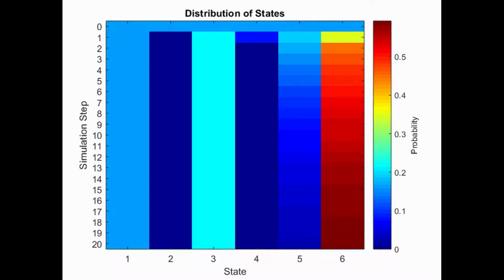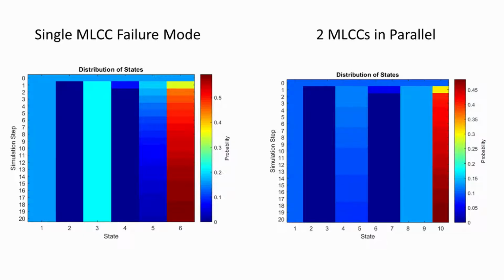The result of this change is shown here by the MATLAB output, specifically the heat map. So as you can see, when comparing it to the single capacitor, we're not really getting that much improvement, especially in the first few time steps. So two parallel, probably not the best way to increase reliability.